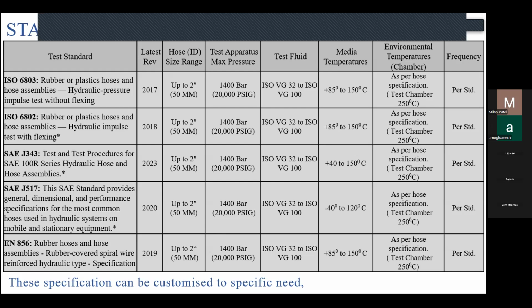There is a standard pressure requirement in the hose-specific standard, but our apparatus can go up to 1400 bar, that is 20,000 psi, during the impulsation, which almost covers the hoses that are widely used. We use ISO VG32 to ISO VG100 oil, which is suggested by the standard, or we can change the oil with respect to your requirement. The media is demanded by the standard as well, and our apparatus has the capability to control the media temperature from 85 degrees centigrade to 150 degrees centigrade.